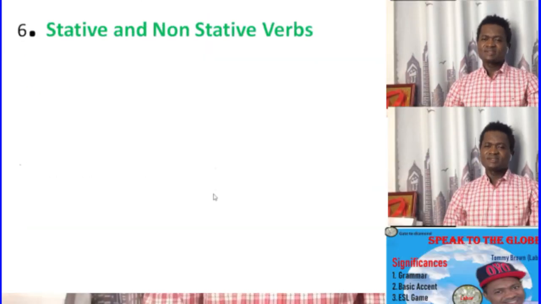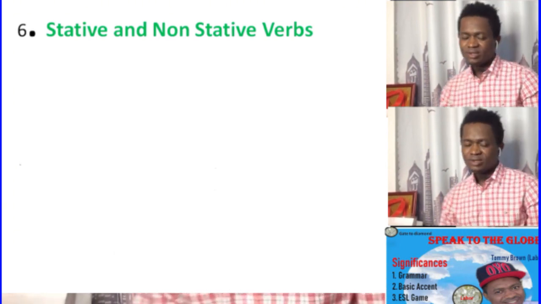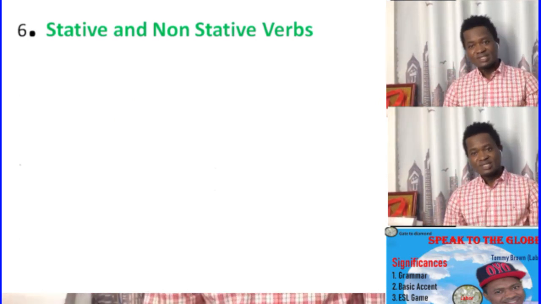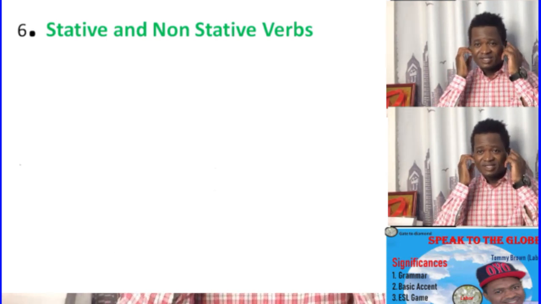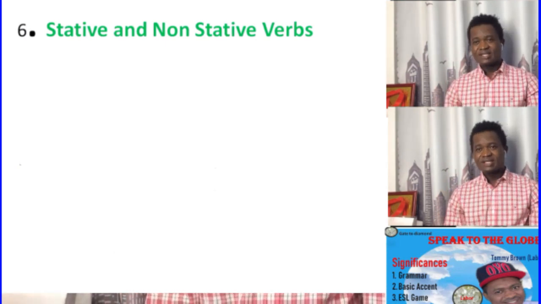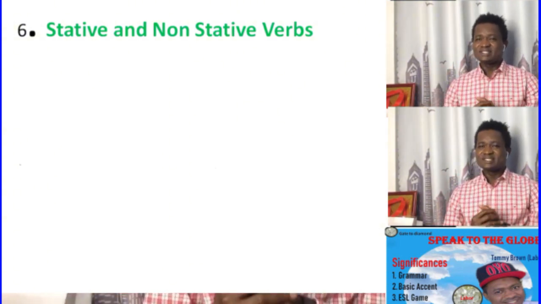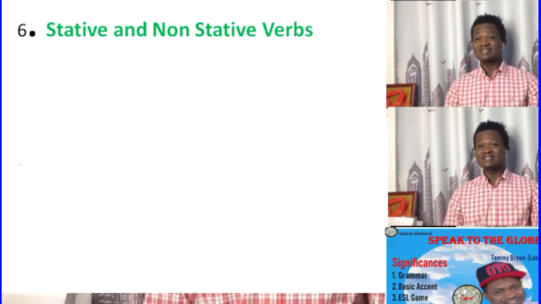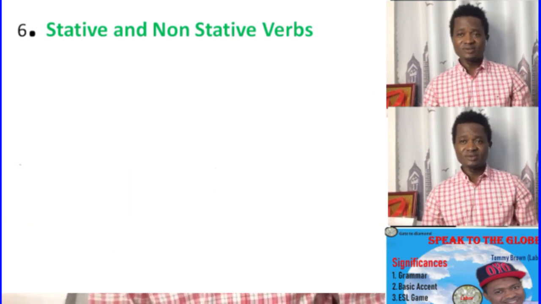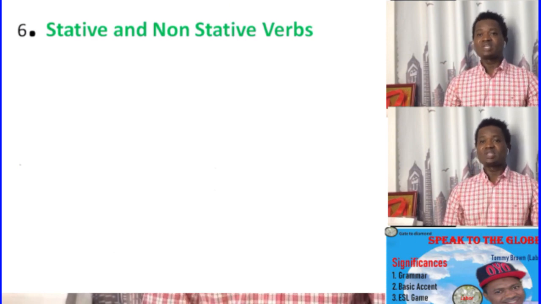Number 6, talking about stative and non-stative verbs. When we are talking about stative verbs, we don't use stative verbs in the progressive. In all progressive tenses, we don't use stative verbs. Some verbs can be stative or non-stative. These verbs are called dynamic verbs. They can be action verbs or non-action verbs. But you have to be careful with the stative verbs. I remember there is a video on present progressive that explains in detail about stative and non-stative verbs. Just remember, stative verbs are not used in any progressive. But here we are talking about past progressive.